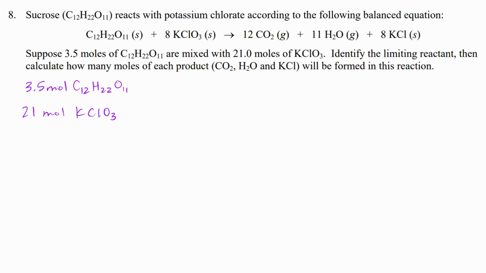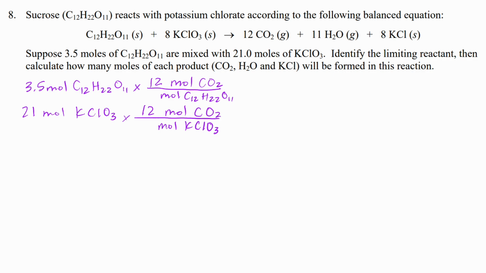So let's first start out with CO2. So if I'm trying to get both of these into the same product, I'm first starting with carbon dioxide. I want to end up with carbon dioxide, so that's going to be on the top. And remember, I can go right into the mole ratio because I'm in moles. If I wasn't starting with moles, I'd have to convert to moles first, but I'm already there. Now on the bottom, I want to get rid of moles of sucrose. And I want to get rid of moles of KClO3. And remember, these numbers come from the balanced chemical equation. So CO2 has 12 moles, sucrose has 1, and KClO3 has 8.